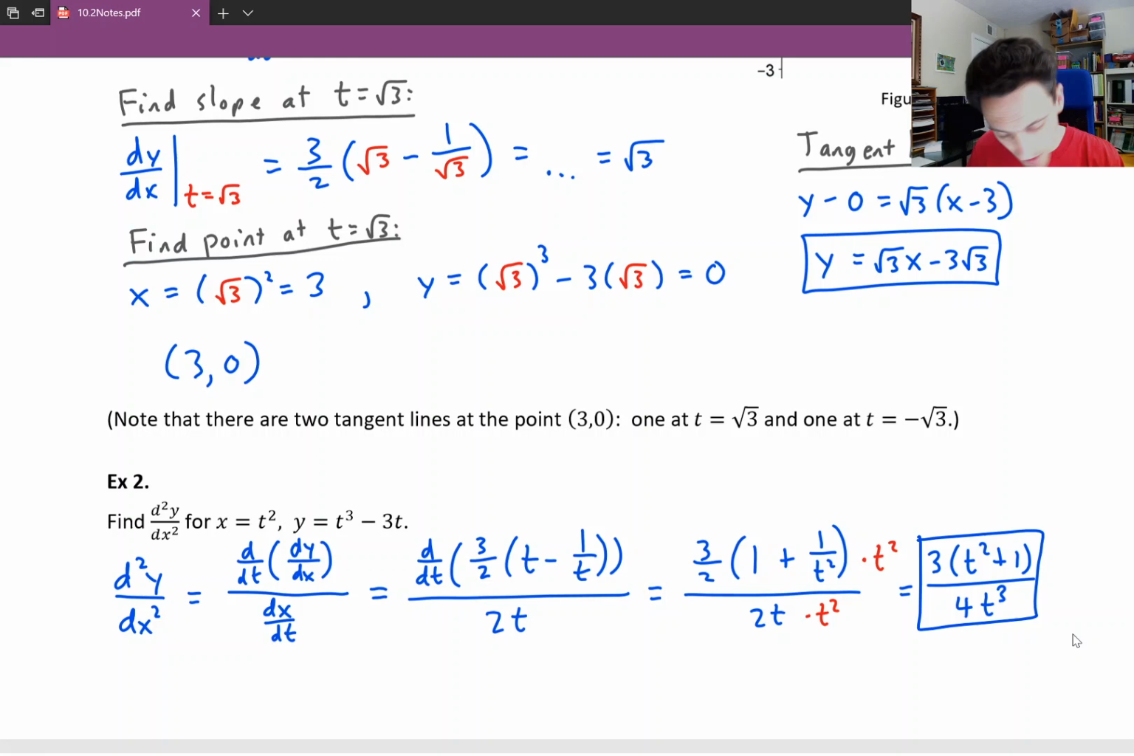So there's the second derivative of y with respect to x, written as a function of t, notice, because that's our parameter here.